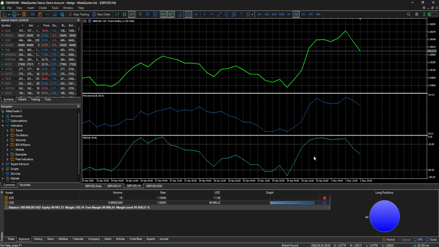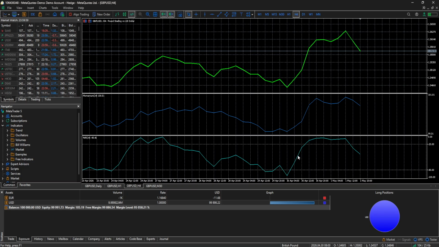Williams percent R is an oscillator that moves on an inverted scale from 0 down to 100. Because it's inverted, readings near 0 represent strength, and readings near 100 represent weakness relative to the recent price range. When the line moves into the 20 to 0 area, the market is considered overbought, meaning price is trading near its recent highs. When it dips into the 80 to 100 area, the market is considered oversold, meaning price is near its recent lows. Around 50 is your neutral zone, where momentum is more balanced.